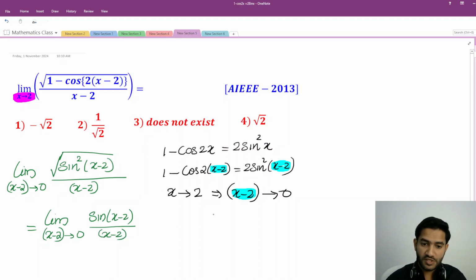If you want, we can use the substitution method. Some schools are using that method. That means you are just substituting y is equal to x minus 2. So instead of x minus 2, we can write limit y tends to 0, sine y by y. So the same result, because this term tends to 0 and the same term is repeated here and here. So simply this answer is 1.